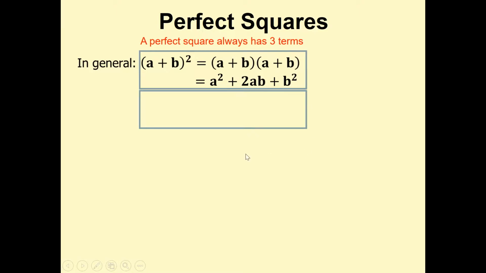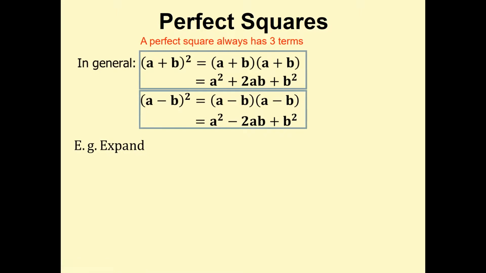3 terms. Likewise, if I've got a minus b whole thing squared, it means a minus b is multiplied by itself, a minus b, and that simplifies to a squared minus 2ab plus b squared. Please be careful with it, minus b times minus b is plus b squared. So we'll have a look at another example.